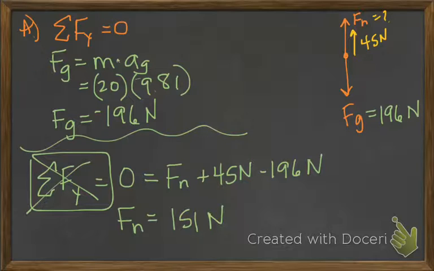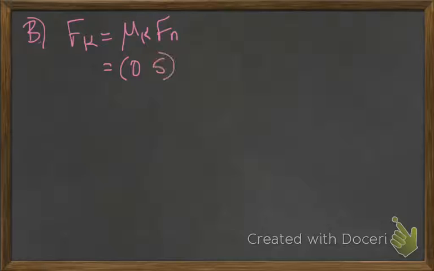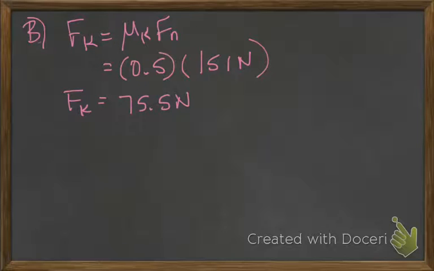What did we say we were going to do after that? What was part B? Okay, so we're going to find our FK, right? So for part B, we're going to find FK, which is equal to UK times FN. UK was given as 0.5. FN we just solved for, that was 151 newtons. So the force due to kinetic friction, which is what? 75.5 newtons. And you've got to think that is in a negative direction also.